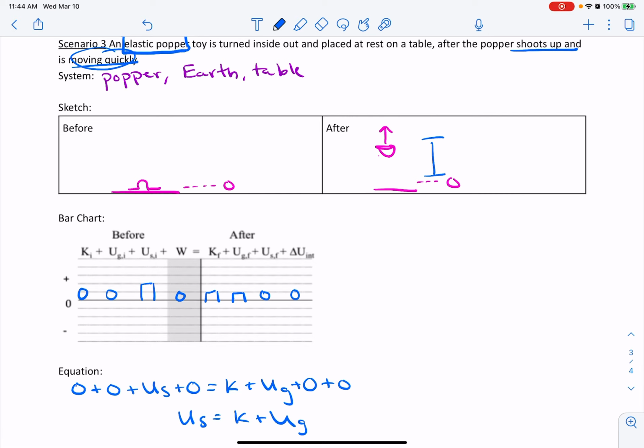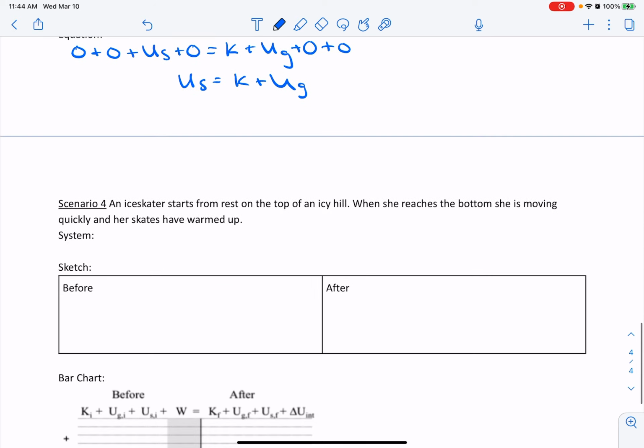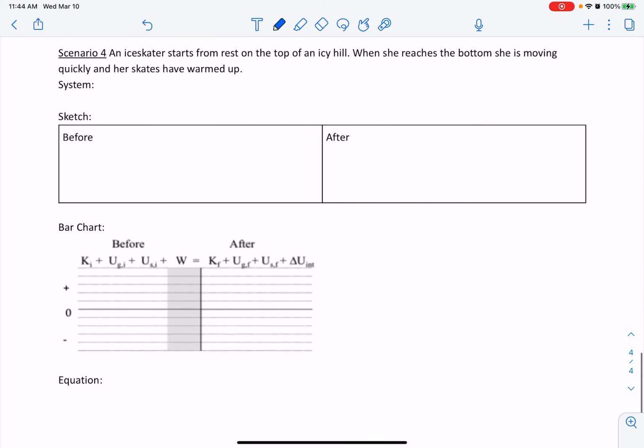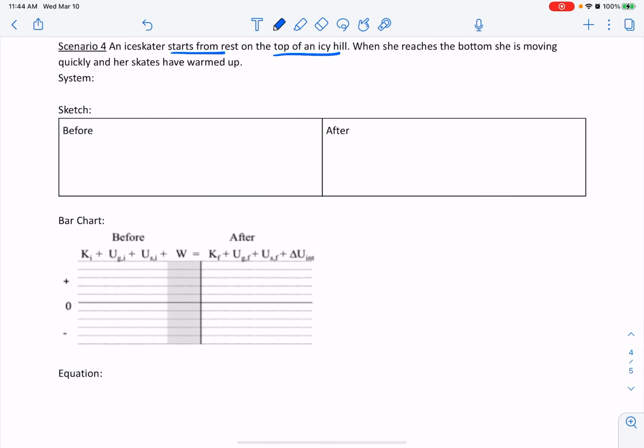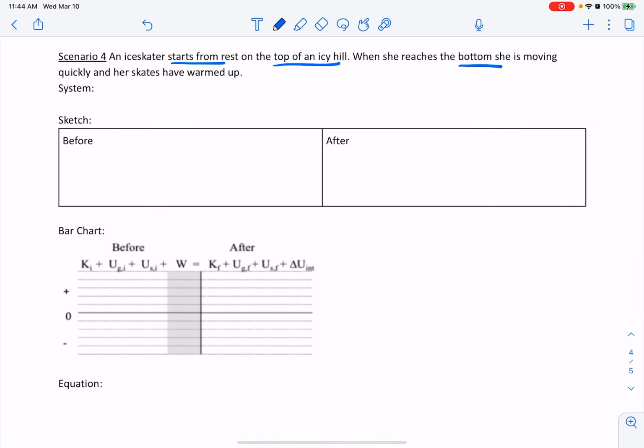Okay. Last situation here. Here we have an ice skater who starts from rest at the top of an icy hill. When she reaches the bottom, she is moving quickly and her skates have warmed up. As I read this, I just underlined the key terms here that I think are going to help me. So let's include our ice skater in our system, her skates, the hill, and the earth. We always like to include the earth.